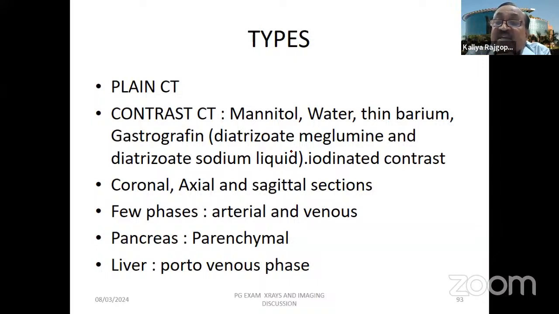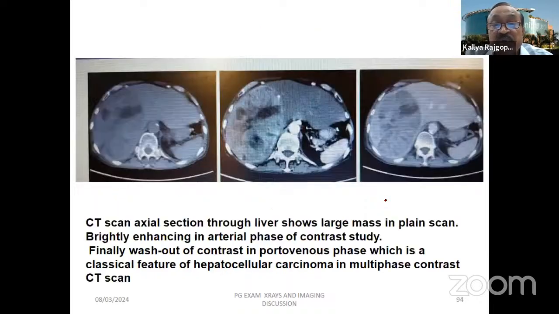There are sections like coronal, axial, and sagittal sections. There are important phases like arterial and venous. Whenever we have a pancreas, we also take a parenchymal phase. Sometimes, classically to diagnose liver cell tumors, you also take a portovenous phase. There have been so many advances in the CECT scan, but I have just given you some principles. It is for you to read.